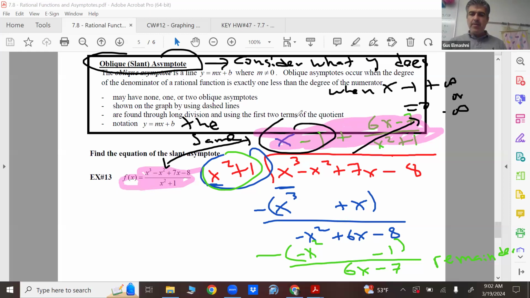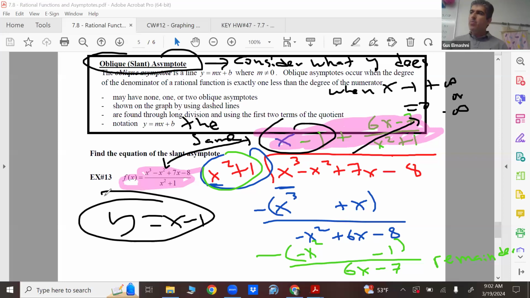So what are you stuck with? y equals x minus 1. That is your slant asymptote. That's why you do the long division, so you can look at the remainder and say, well, that just goes away. I'm focused on what's left, what I got, x minus 1. So the graph behaves like that.